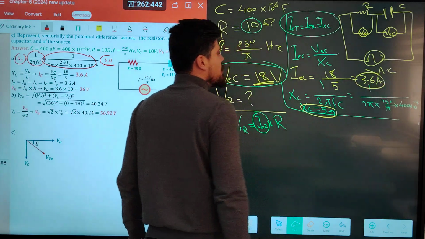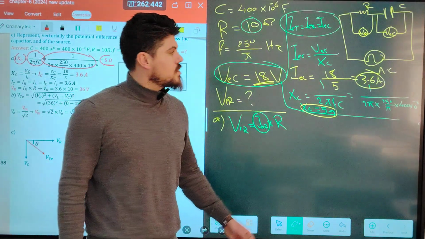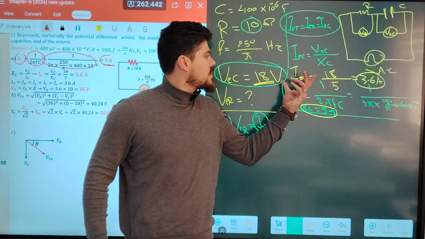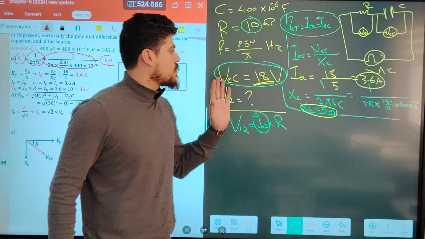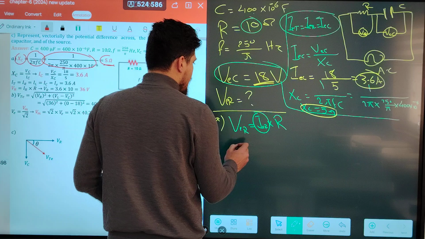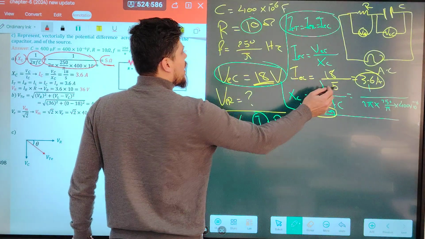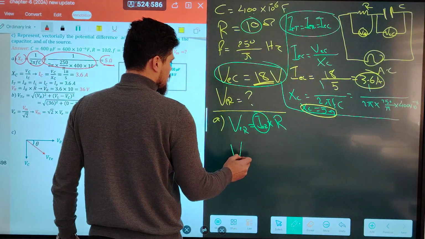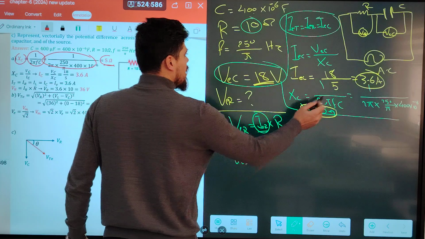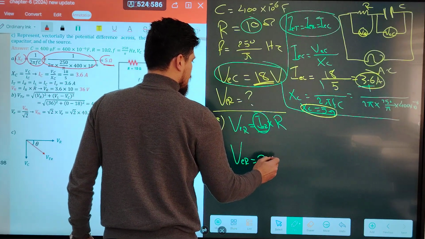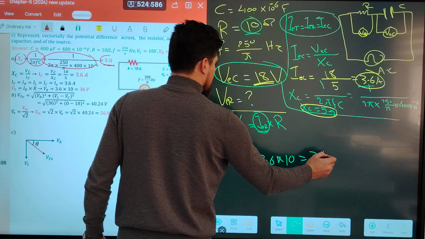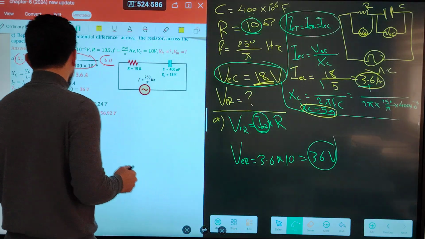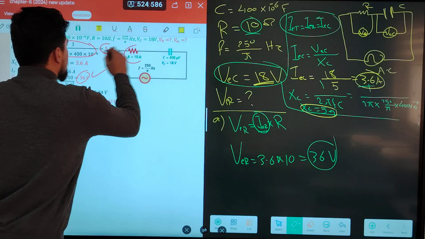Ampere. Because the circuit was connected in series connection, all values of the current across resistance, capacitance, total are equal because it's series connection. Now, can we say this IER is still 3.6? Yes, of course. VER is equal to what? IER, 3.6 times 10, 36 volt. This is potential difference across the resistance.